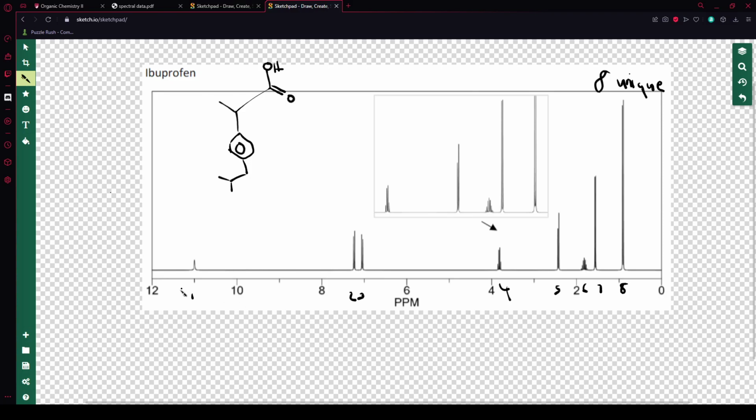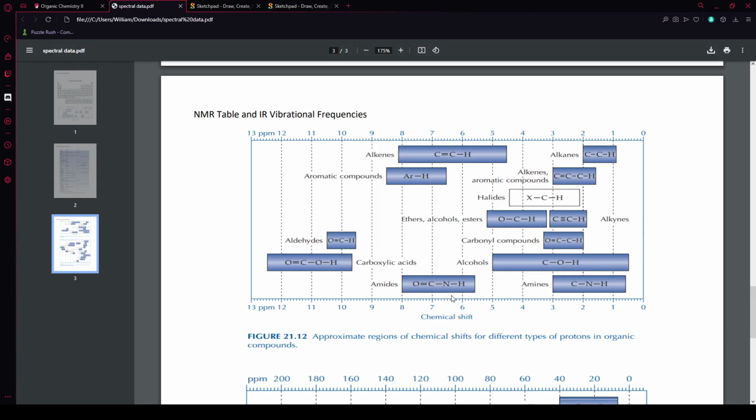So we have a peak at about 11, 2 peaks around 7, a peak about 4, and then we have about 2.5, 1.5, and 1. And so we'll go over to our literature values, and we'll see that 11 has to be an alcohol, right? Or a carboxylic acid. It has to be the hydrogen attached to the oxygen, attached to the carbon that is double bonded to the oxygen.